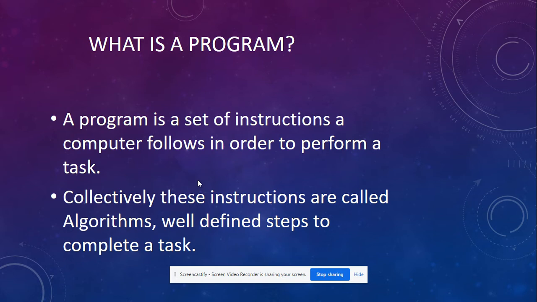Right? A program is a set of instructions a computer follows in order to perform a task. Seems simple, but that is the crux of programming, and it is something that's likely to come up and get you all on a test or a quiz. Right? Collectively, these instructions are called algorithms. They're well-defined steps to complete a task.